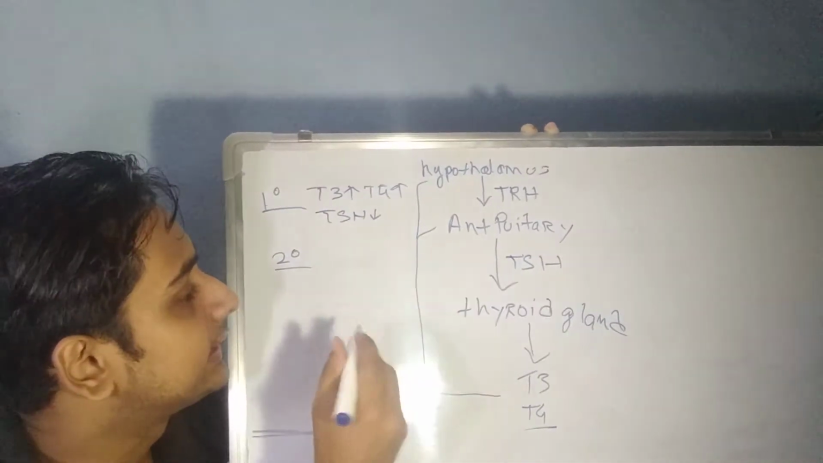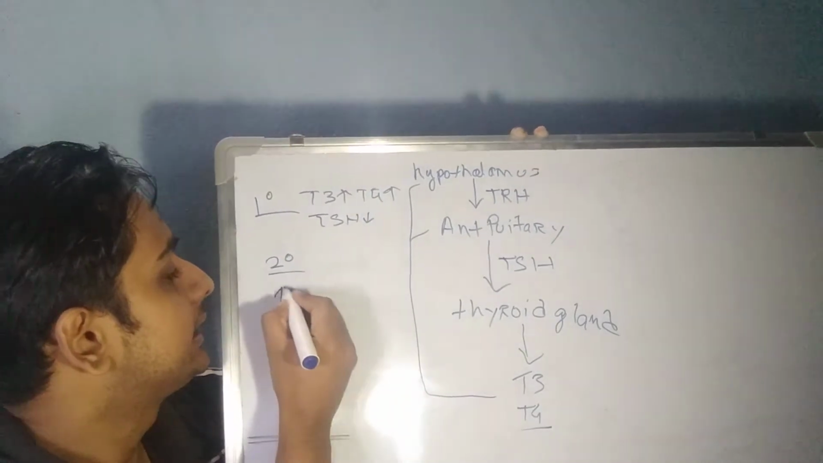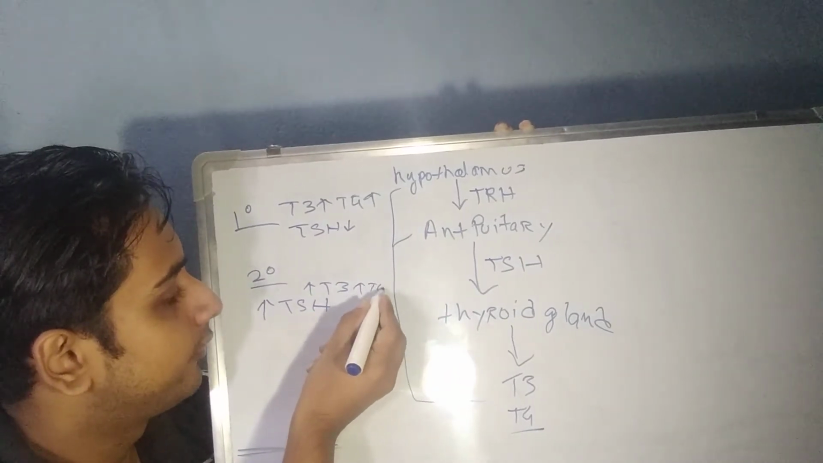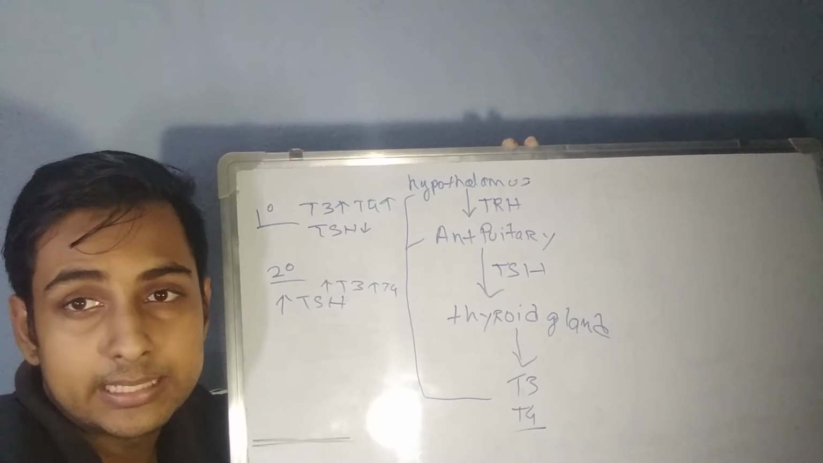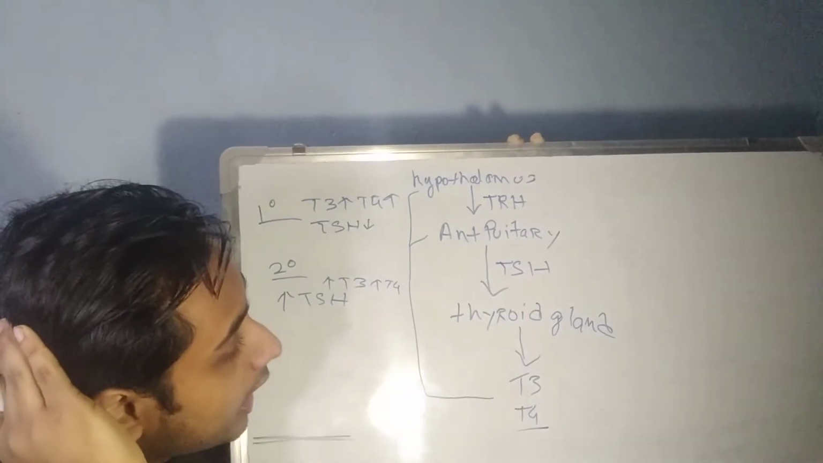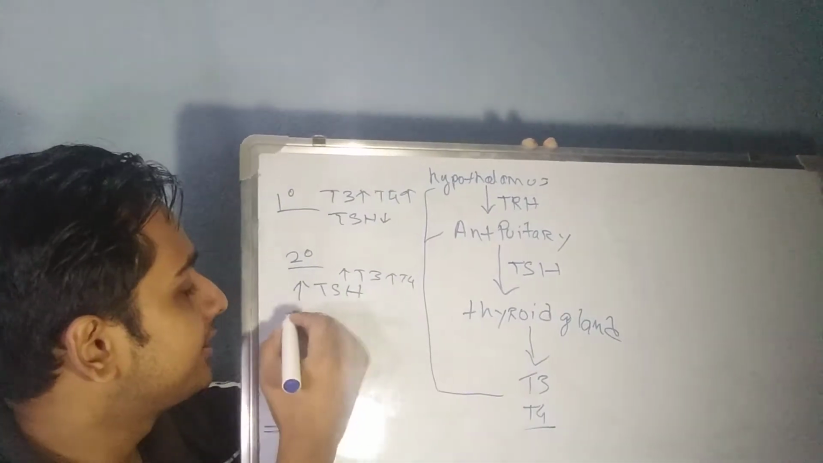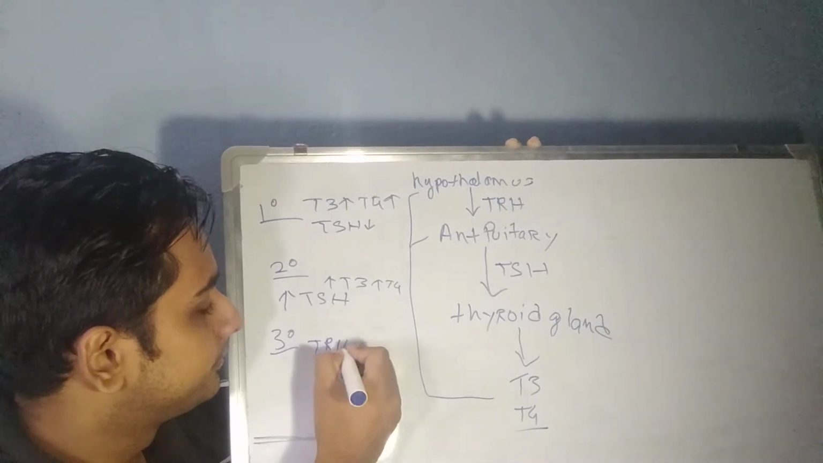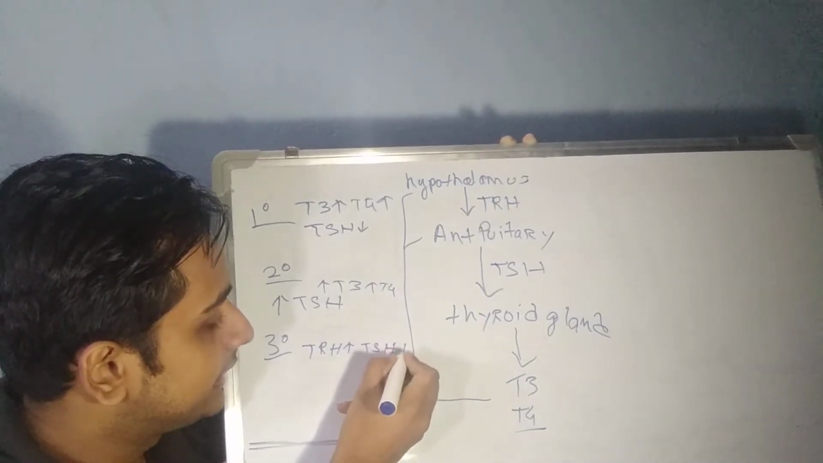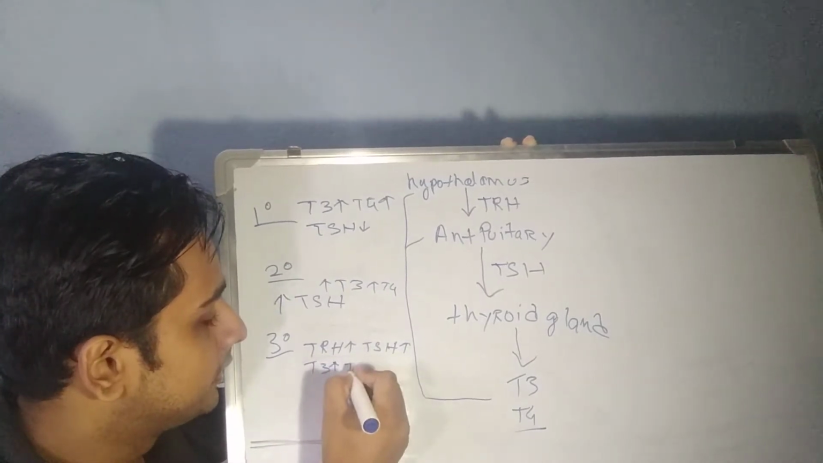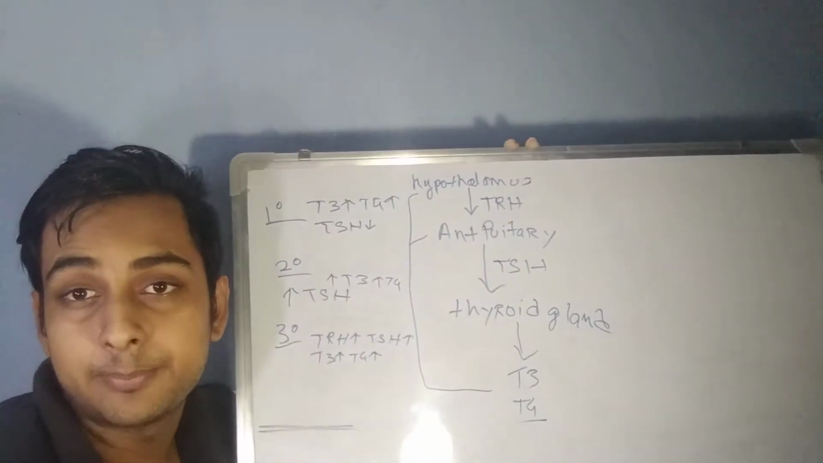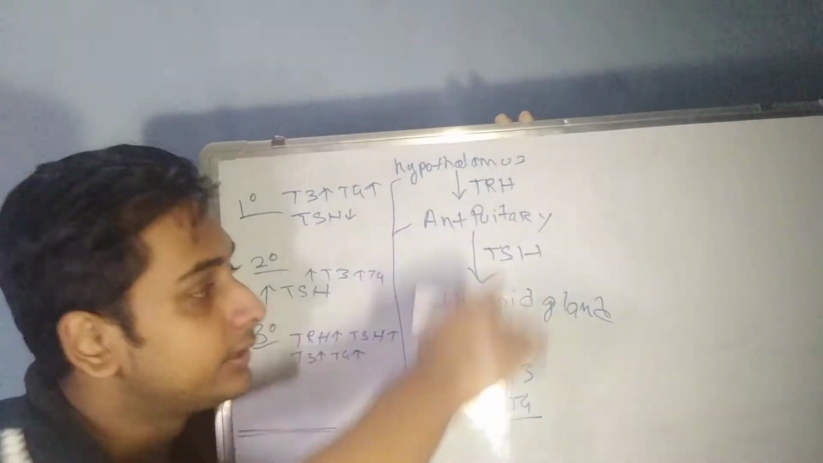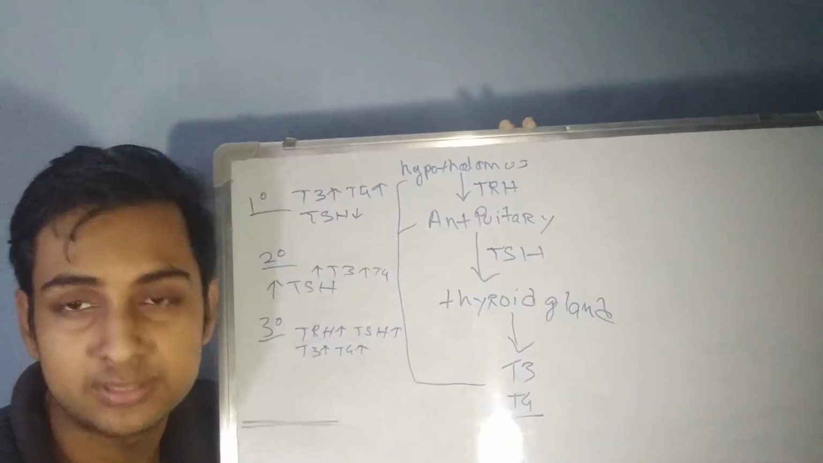So how we will know it is a secondary hyperthyroidism? Increased TSH, increased T3, increased T4. This is how we will know that this is secondary hyperthyroidism. Now, how do we know it's a tertiary hyperthyroidism? Tertiary problem. If the TRH is increased, TSH is increased, T3 is increased, T4 is increased. In endocrine, if we are having a problem in the target organ, we will say it primary. Now, if we are having a problem in the anterior pituitary, we will say it secondary. If we are having a problem in the hypothalamus, we will say it tertiary.